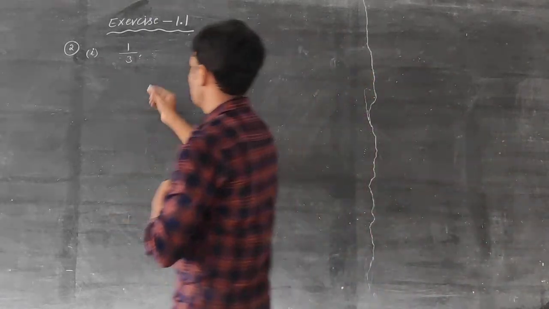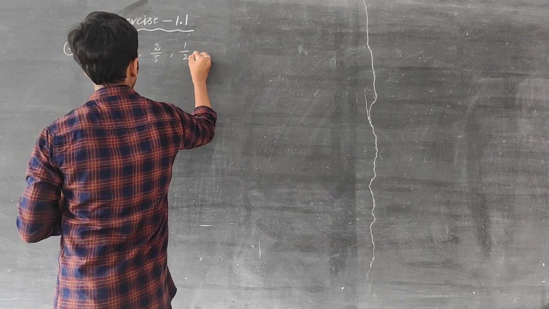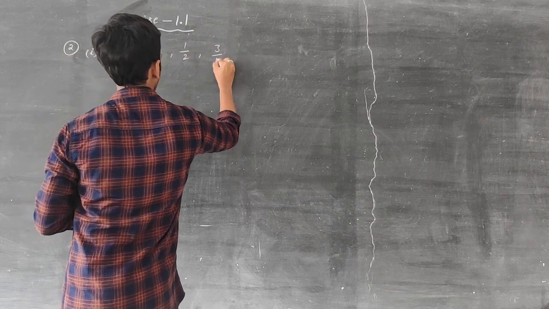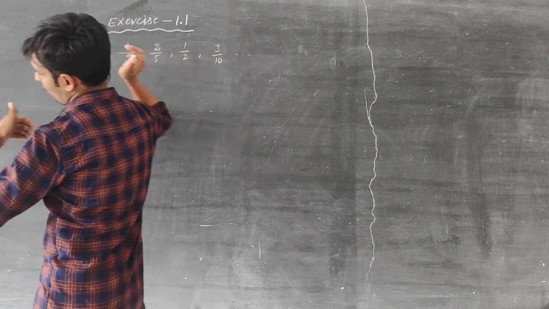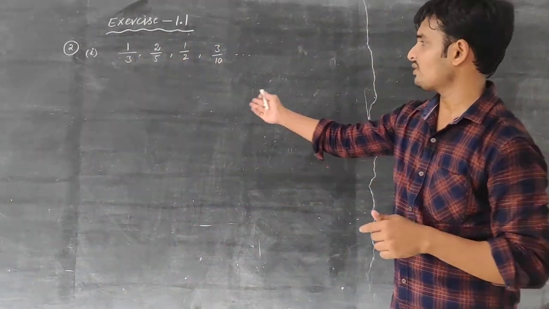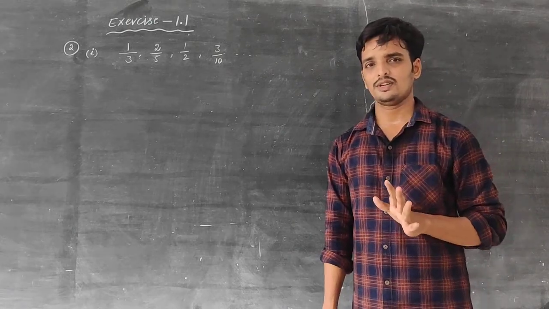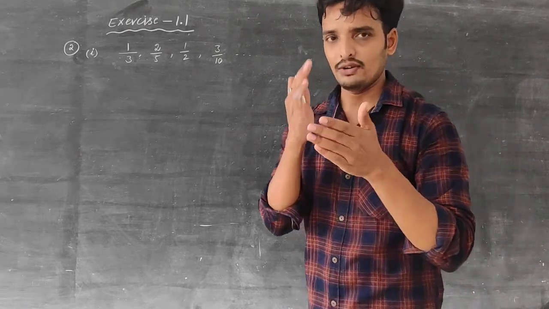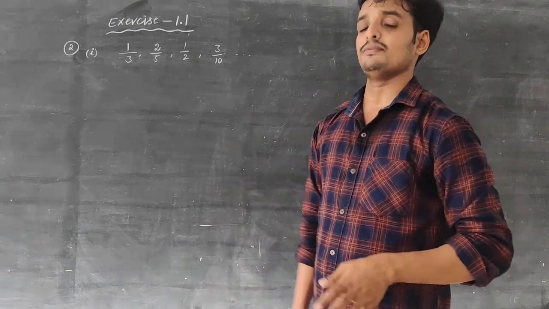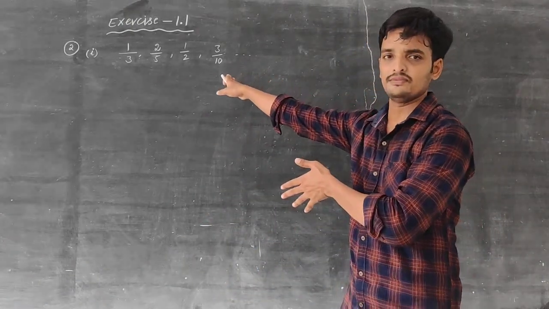Am I right? The same way 2 by 5, 1 by 2, 3 by 10, and so on. How many can you write? But they are asking only one. You have to write 3 to 4 or 5 examples in your CW. Do you understand the first question? You have a rational number, but not an integer. These are rational numbers, and these are not integers.